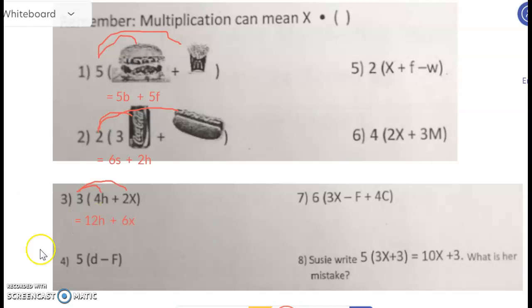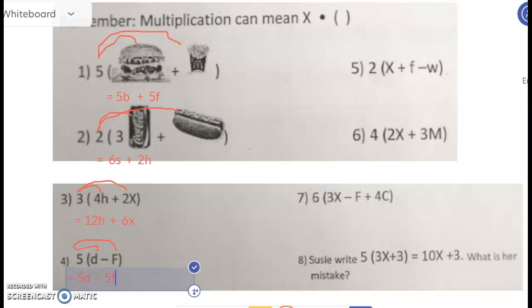Okay, again, let's move on to number 4. We've got 5 times d and then 5 times f, but we need to pay attention to the sign there. So there is this minus sign right here, so we're going to use that as we're doing this, and we end up with the answer. 5 times d is 5d, and then we have a minus sign, so we need to be careful to put the minus sign, and then 5 times f, which is 5f.